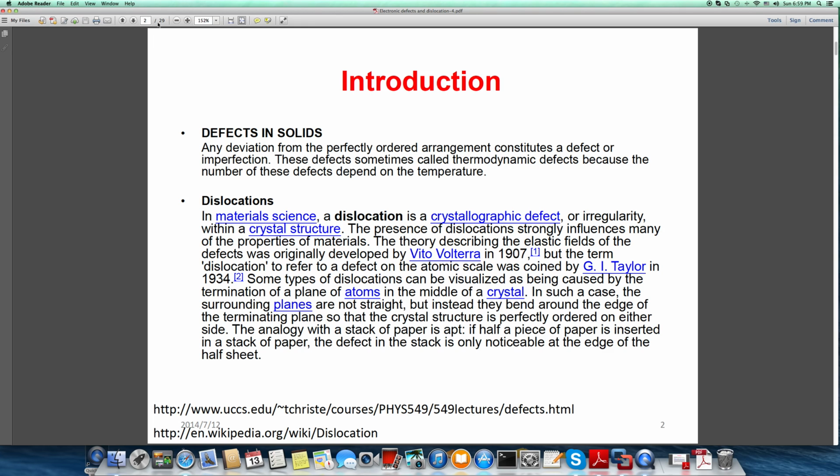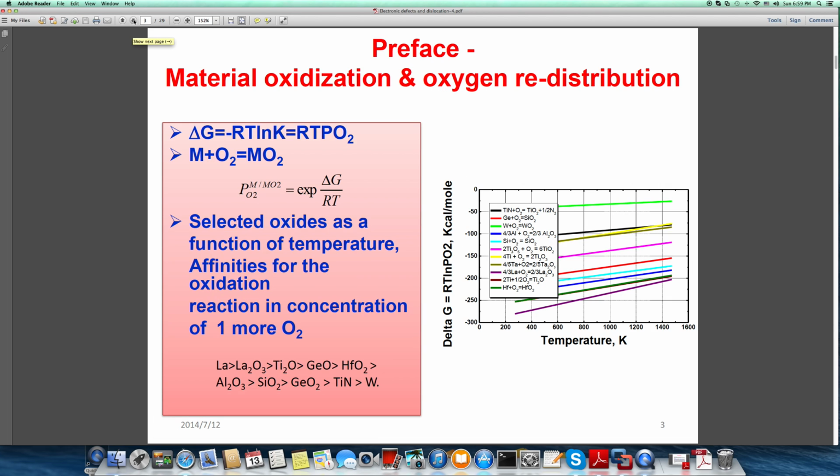What's thermodynamics? Thermodynamics is a branch of physics concerned with heat and temperature, and their relation to energy and work. It defines macroscopic variables such as internal energy, entropy, and pressure. We need to know thermodynamics is something related to energy, entropy, and pressure. Let's think about material oxidation.